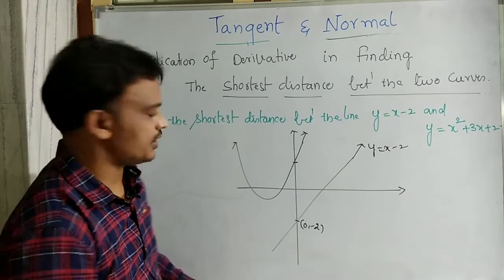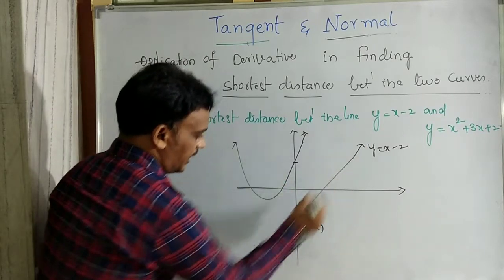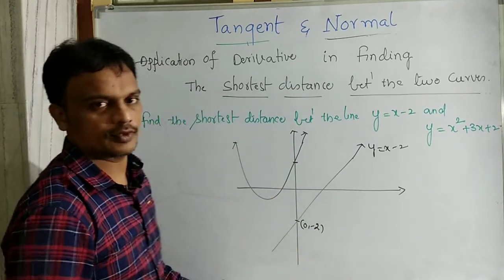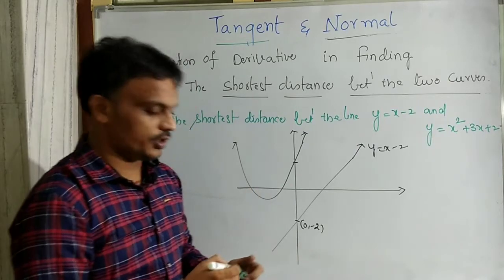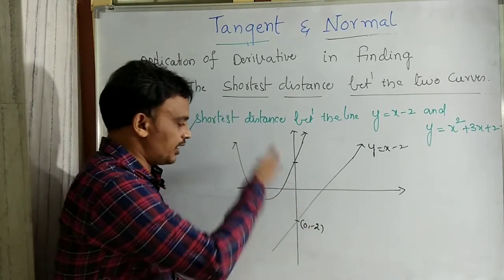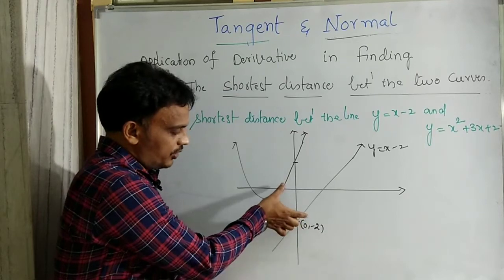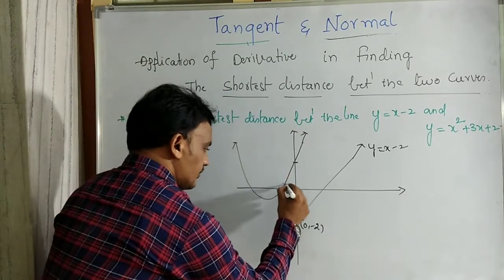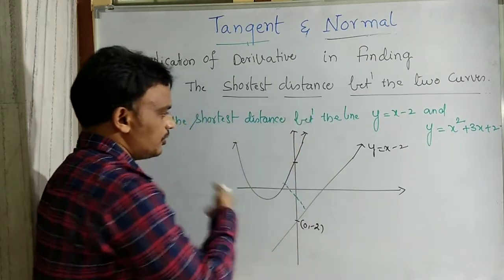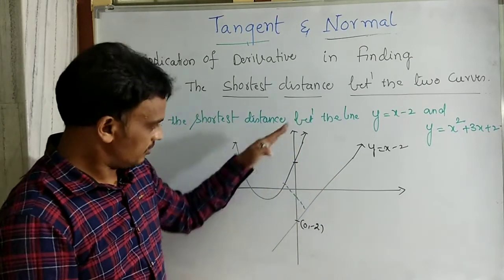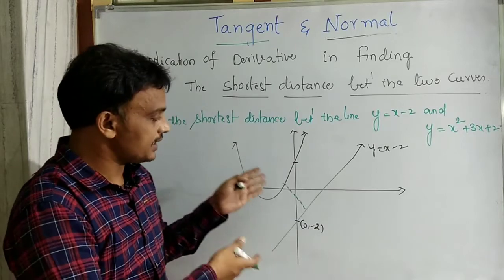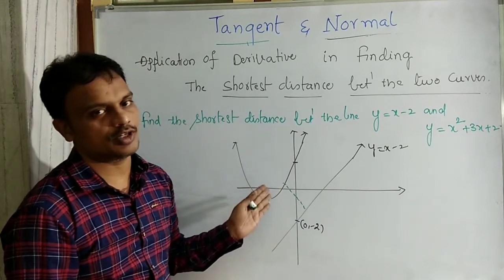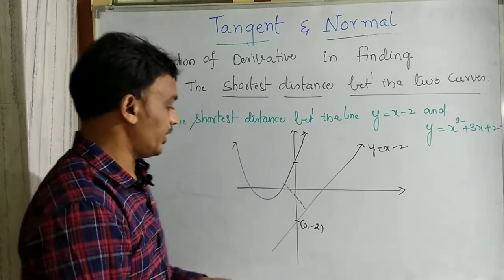Now I am going to find the shortest distance between these two. How to find the shortest distance between this line and this curve? This is possible only when they have a common normal between these two. This is the shortest distance, and at the same time it is the common normal for both the line and the curve. If it exists, then only it is possible. Or else I can find one more way.